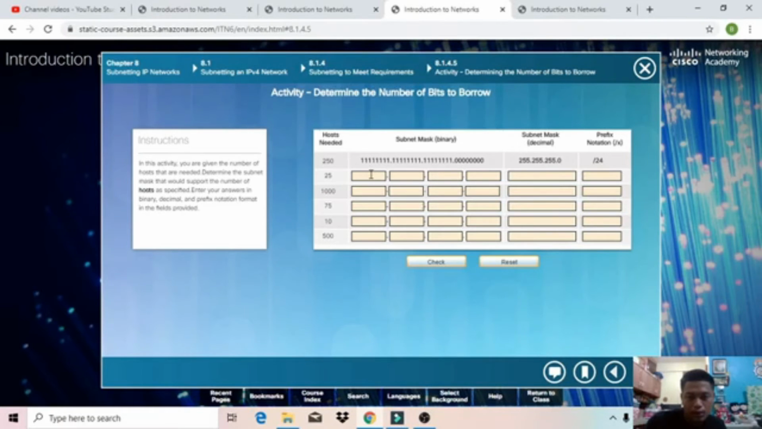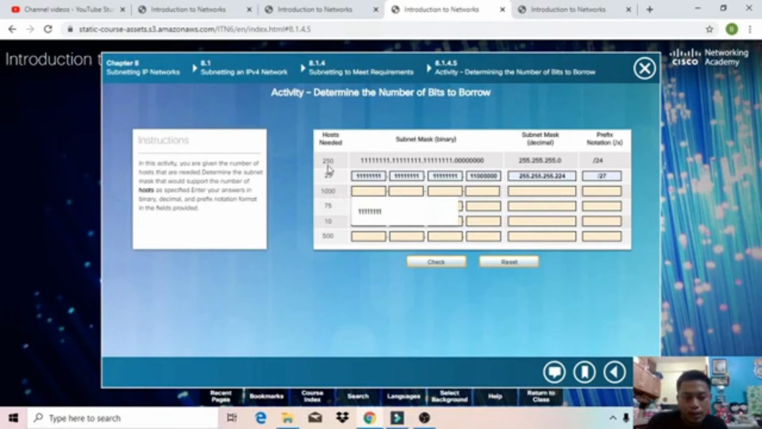So let's try to answer. The hosts needed is 25. So it is 11111111 11111111 11111111 11100000. So 255.255.255.224, here's the answer. And this /27 is because 255.255.255.224. So the prefix notation for the 25 hosts needed is /27.